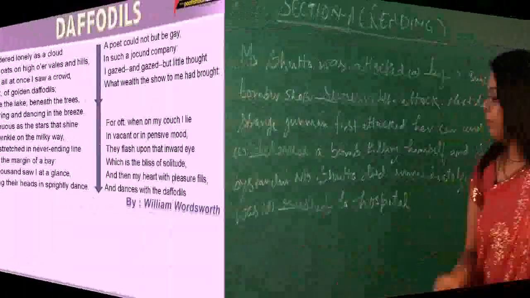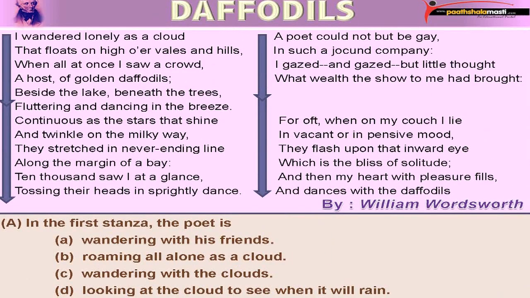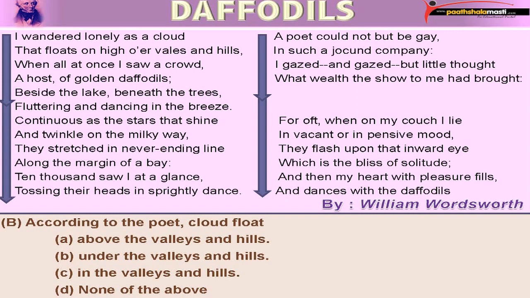Daffodils, a famous poem by William Wordsworth. Now, as we told you, a poem may come or it may not come, but still we will work on the poem. Now, the poem is in MCQ style. I will explain to you all the answers of the questions. As in the first stanza, the poet is saying we have 4 options and the second option, that is the B option, is perfectly okay. So, we have the rectangle box on it. Question B, that is according to the poet, clouds float, answer is above the valleys and the hills.